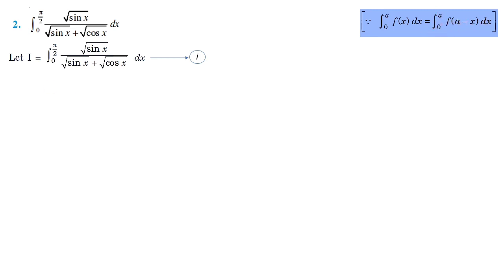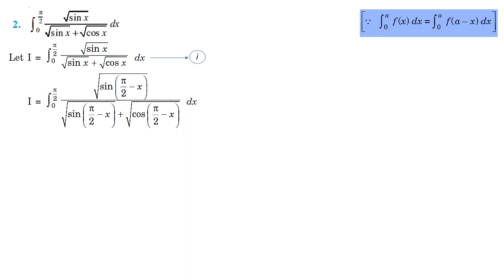Then apply the property here. I is equal to integral 0 to pi by 2 root sin x, where x is replaced with pi by 2 minus x, that is a minus x, upper limit minus the variable. So sine of pi by 2 minus x divided by root of sine pi by 2 minus x plus root of cos pi by 2 minus x. We know that sine pi by 2 minus x is cos x and cos pi by 2 minus x is sin x. Apply it. I is equal to integral 0 to pi by 2 root cos x by root cos x plus root sin x.